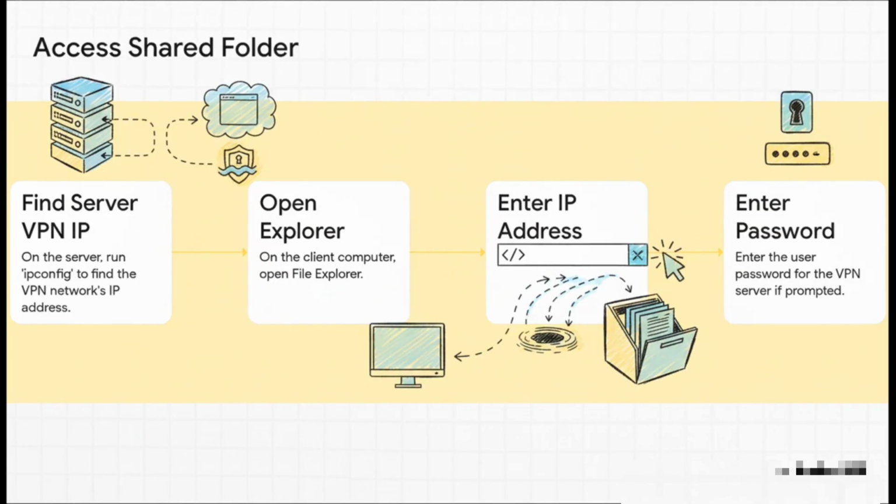So how do we actually get to that folder? It's a two-step process. First, on the server, open up the command prompt and type ipconfig. Don't worry, it's easy. This will show you a bunch of network info. Find the IP address under the new VPN adapter.